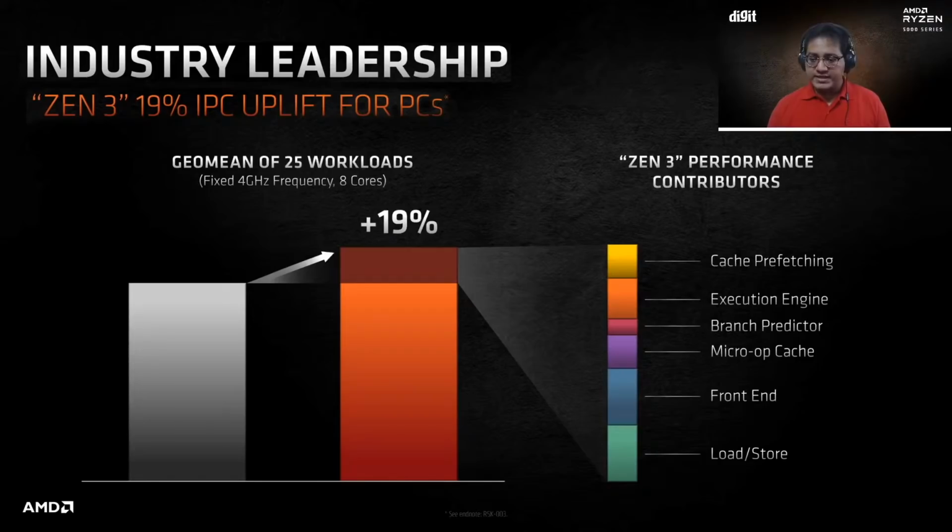In this graph, we can see the front end, load store, and the execution engine have contributed the most to the performance gains. This is followed by the cache prefetching, micro-op cache, and the branch predictor. Now that we've seen the breakup of the 19% uplift, let's take a look at all the different workloads that were tested in order to get to this magic figure.